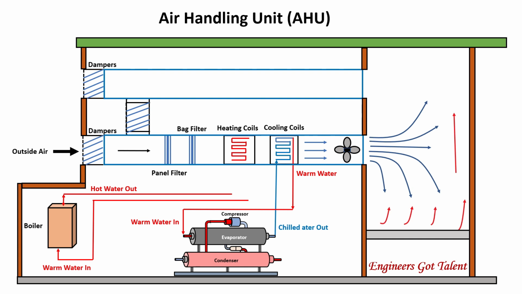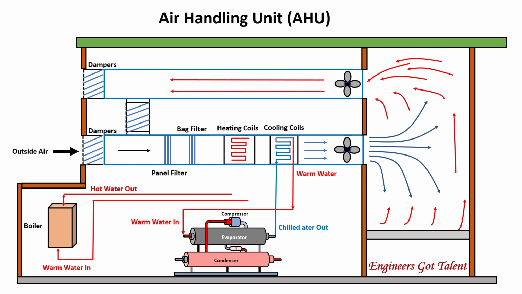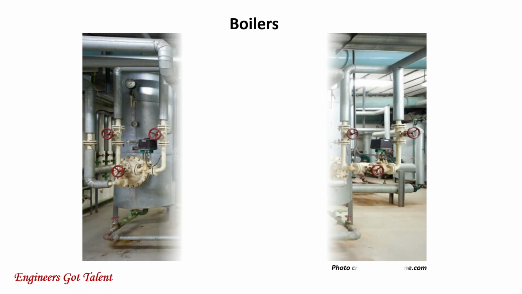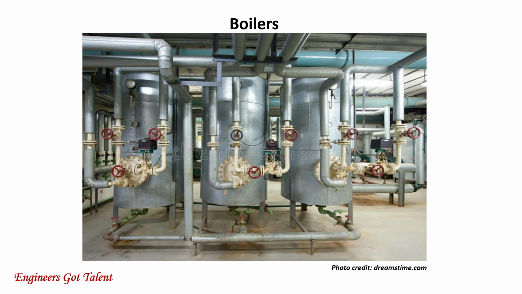The warm, dirty air from the room, colored red, is then drawn by an induced fan back to the AHU through the ductwork. The warm, dirty air is vented outside of the building, and some is redirected or recirculated back to the AHU for reuse. This is a picture of the boilers at the basement of the building. This is an electric boiler where water at ambient temperature is heated to 85 degrees Celsius and pumped into the heating coils at the AHU.